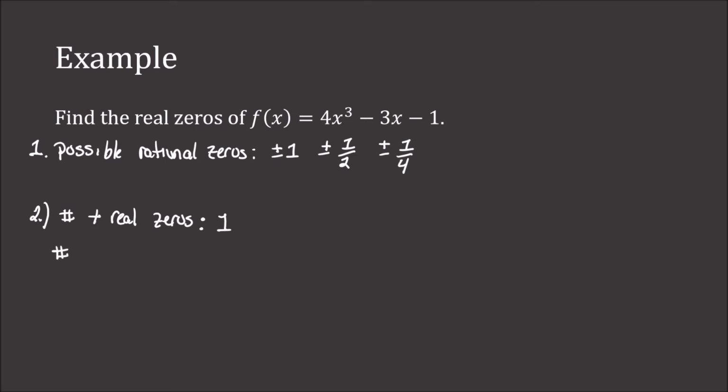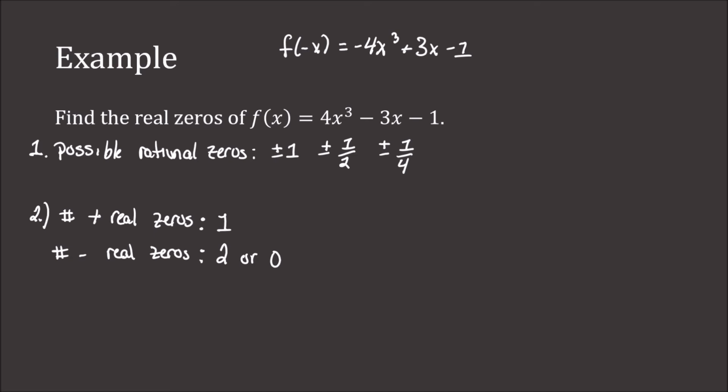Number of negative. So what I'll do is I'll write out f of negative x up here, and we'll get negative 4x cubed plus 3x minus 1. Typically, I will do this in my head. I won't write it out. So negative to positive is one sign change, back to negative is 2. So we have 2 or no negative real zeros.